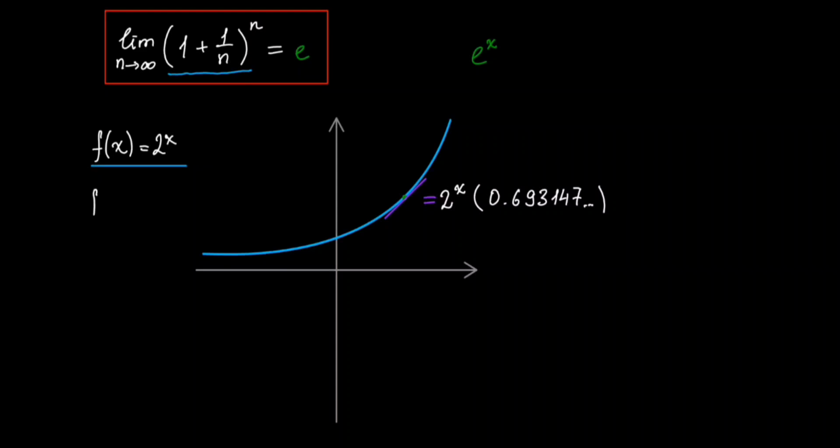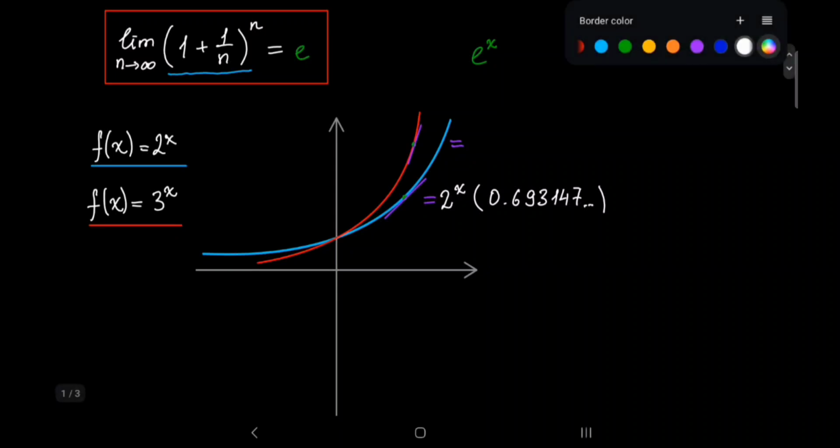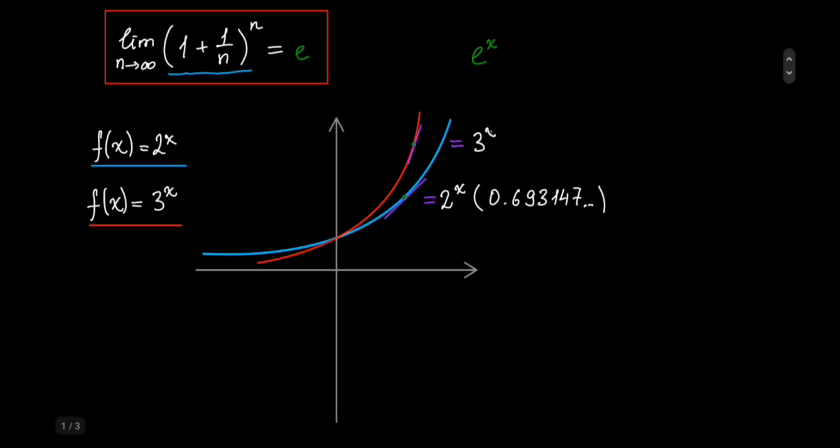Now let's say we are given another exponential function, and it's going to be 3 to the power of x. Let's say we pick a point on 3 to the power of x and we're asked to evaluate the gradient once again. It might not surprise you, but the gradient is simply going to be 3 to the power of x, where x corresponds to the value at which we're evaluating the gradient, multiplied by a constant. And that constant is going to be equal to 1.0986 and so on.